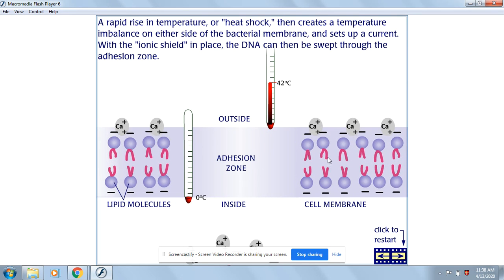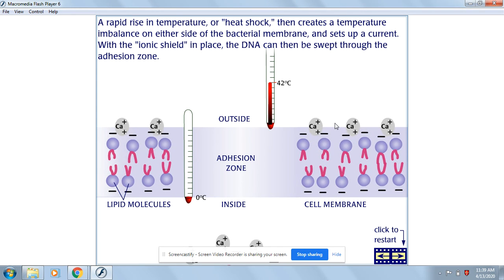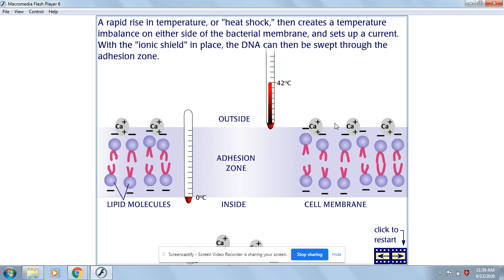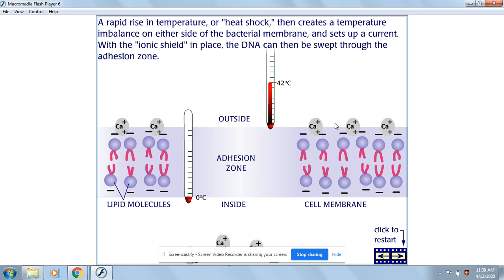In this process, there is one peculiar step, called heat shock at 42 degrees centigrade. After the addition of calcium chloride, if we impose heat shock at 42, it creates a temperature imbalance on the other side of the bacterial membrane. It sets off a current. So within this ionic shield, DNA can be drawn through the adhesion zones.